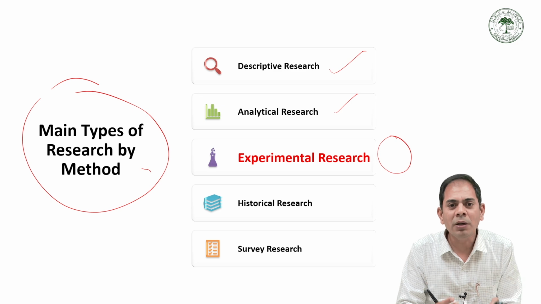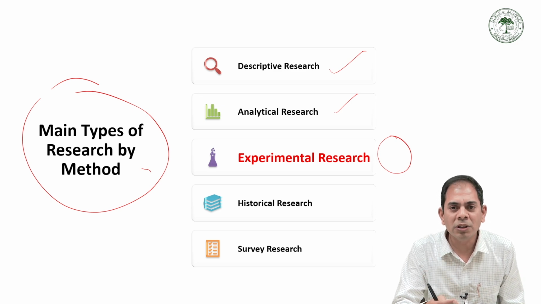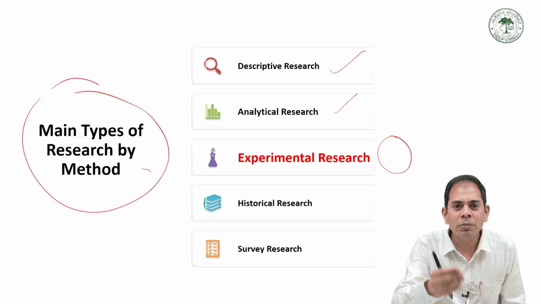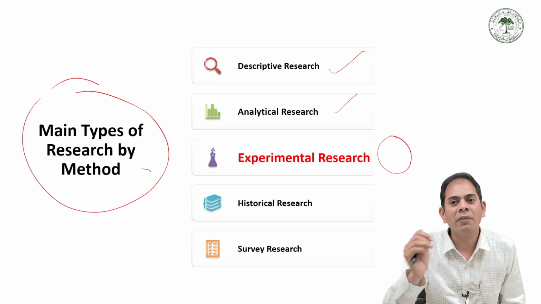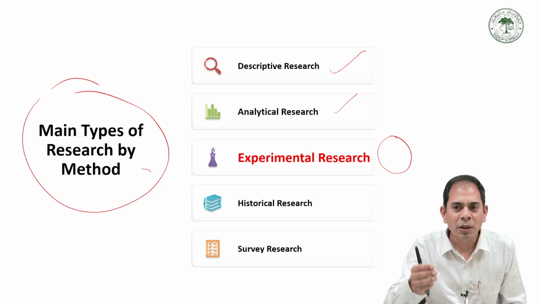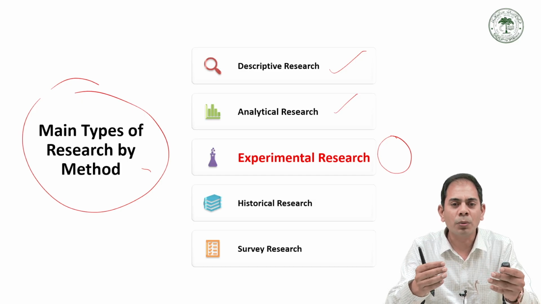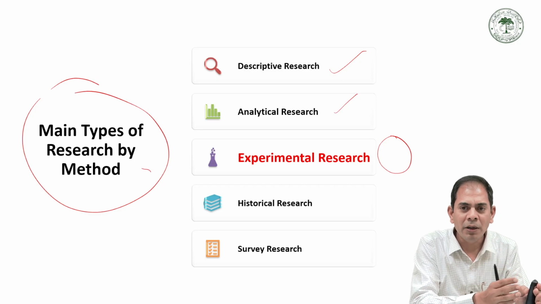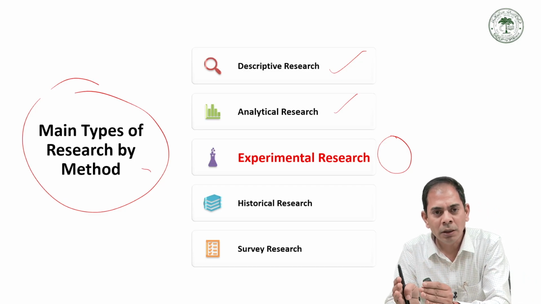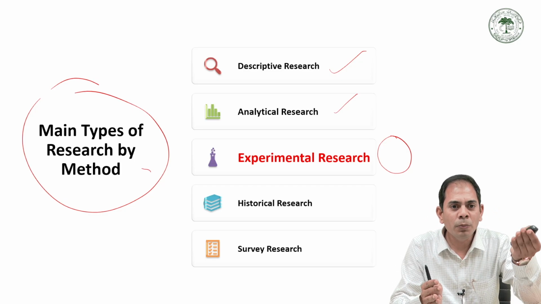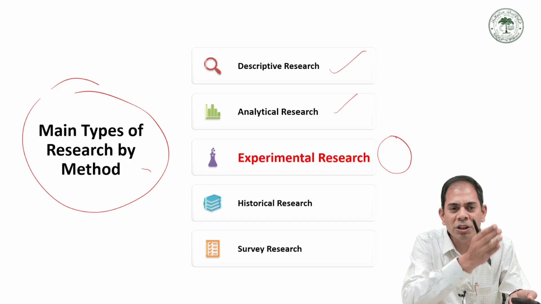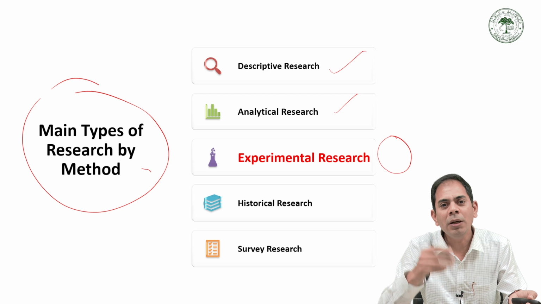Experimental research refers to a type of research in which the researcher manipulates one variable, called the independent variable, to observe its effect on another variable, called the dependent variable, while keeping the other factors controlled. We have one independent variable and one dependent variable. We can change the manipulated independent variable and observe the effect of the changes on the dependent variable.